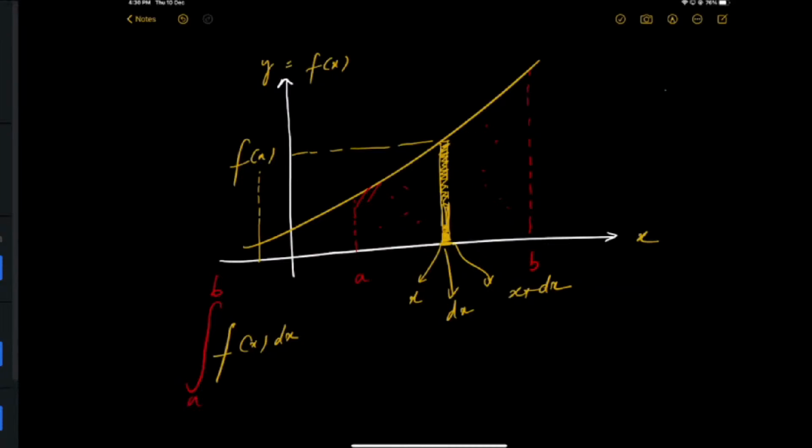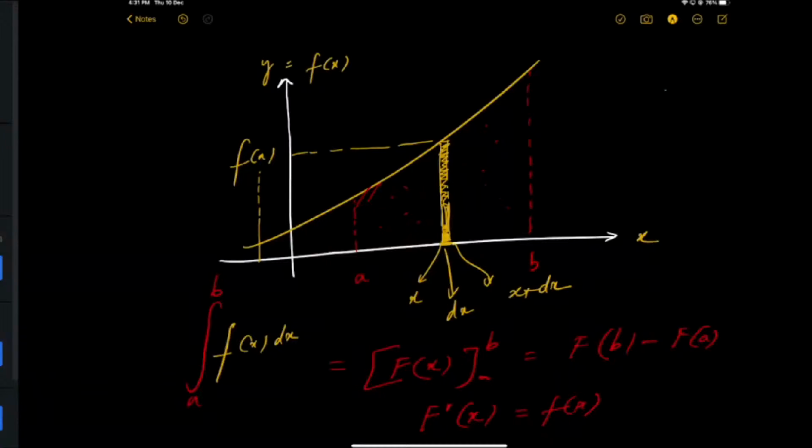Okay, so what was the thing? You should write integral first, capital F of x from a to b, and subtract this from this, such that derivative of capital F of x was small f of x. So I need to prove this.